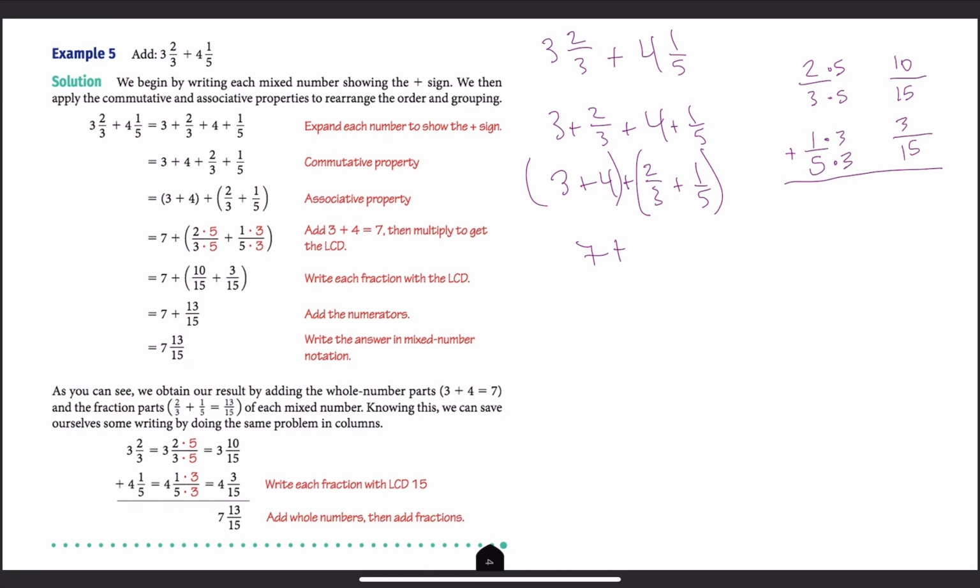Now I'm adding, and when I'm adding, as long as I have the same denominator, I can add the numerator. So this is really 10 plus 3 over 15. So 13/15. So this is 7 plus 13/15. And I can add them, or I can write them next to each other in mixed number notation. So when I write a whole number next to a fraction, I know that it means add. I know it means that they are being added together, combined.